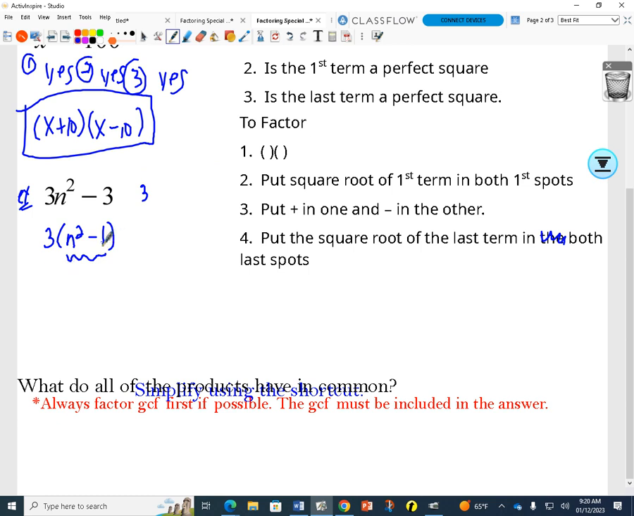So now I'm going to give myself two empty parentheses. In the first spot goes the square root of the first term. Put addition in one, subtraction in the other. The last thing is to put the square root of the last term in both spots. And so that is the factors of 3n squared minus 3. Even though the beginning expression wasn't a difference of squares, one of the factors was. So to factor it completely, we have to factor out the greatest common factor and then factor the difference of squares.